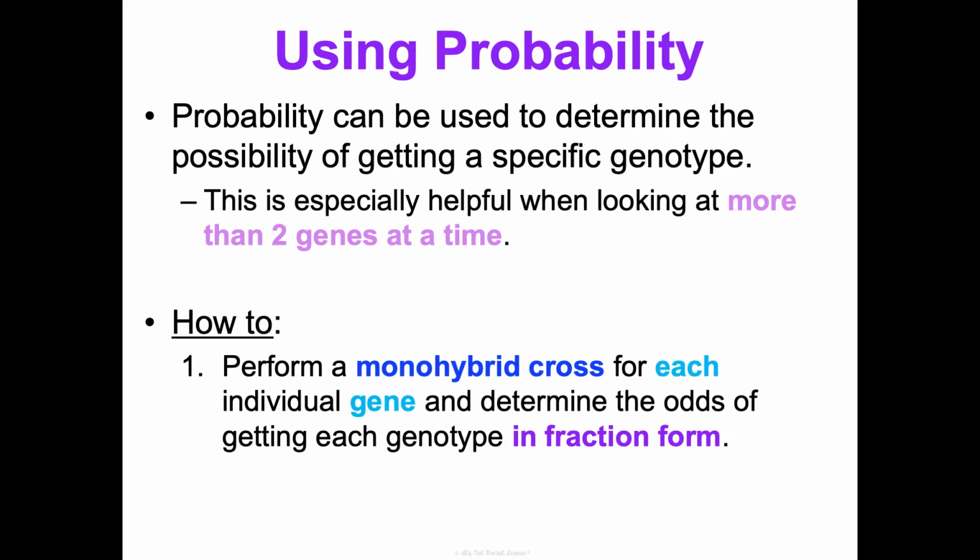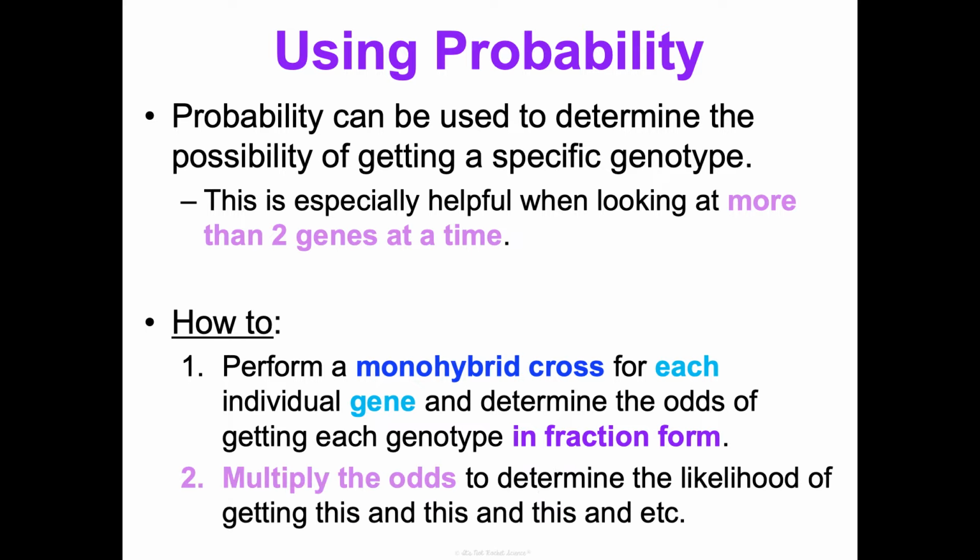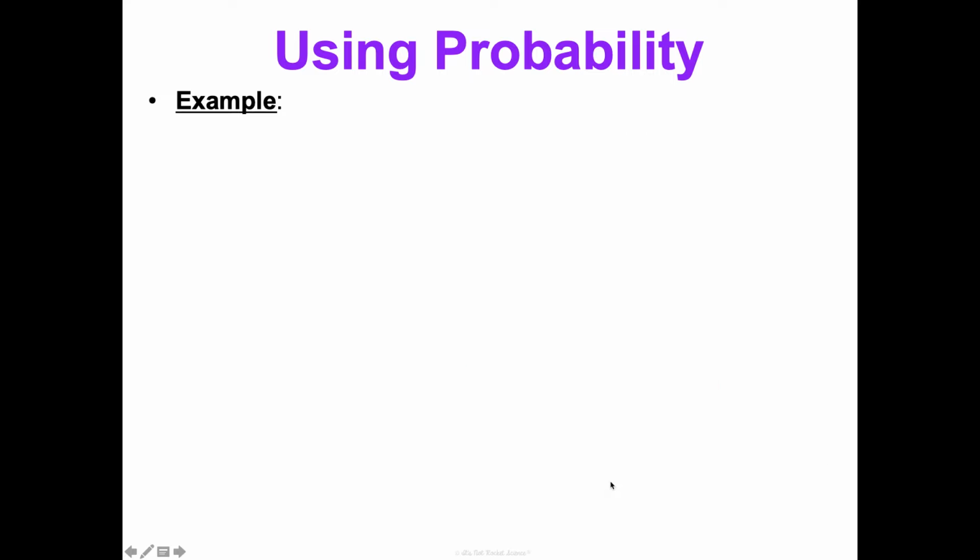So here's what we do. You'll do a monohybrid cross, so a Punnett square, for each individual gene. And you're going to determine the odds of getting each genotype in fraction form. And then we're going to figure out how common it is to get this and this and this will multiply. So "and" in math means to multiply to get in terms of probability. And so that's what we'll do to get the likelihood of getting all of these things together. So here's what I mean by this.